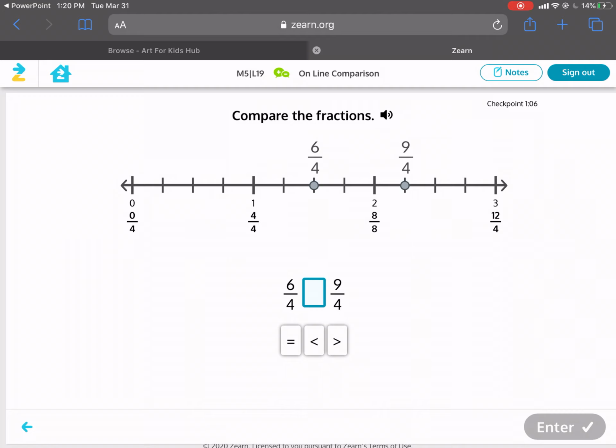Compare the fractions. 6/4, is it equal to, less than, or greater than 9/4? 6/4 is to the left of 9/4, so I know that that is less than 9/4.